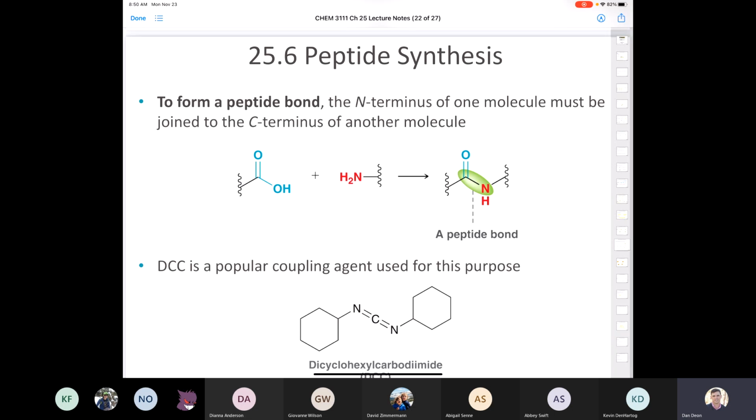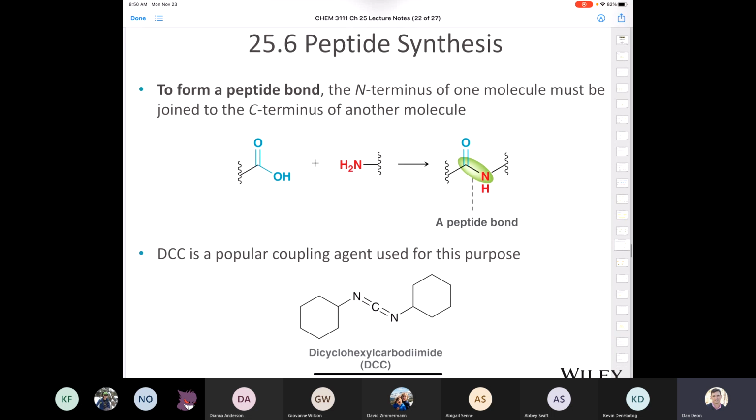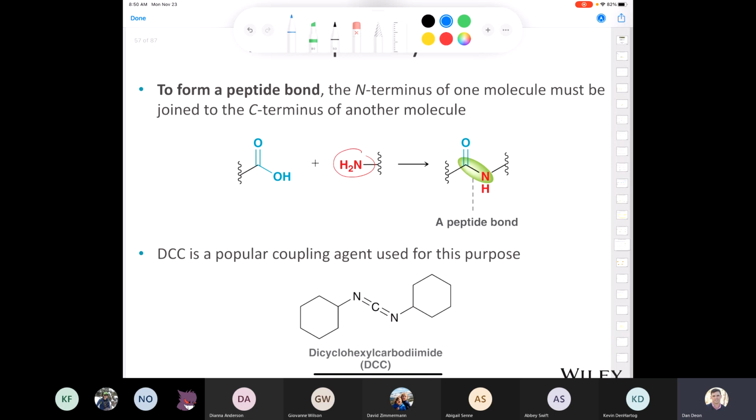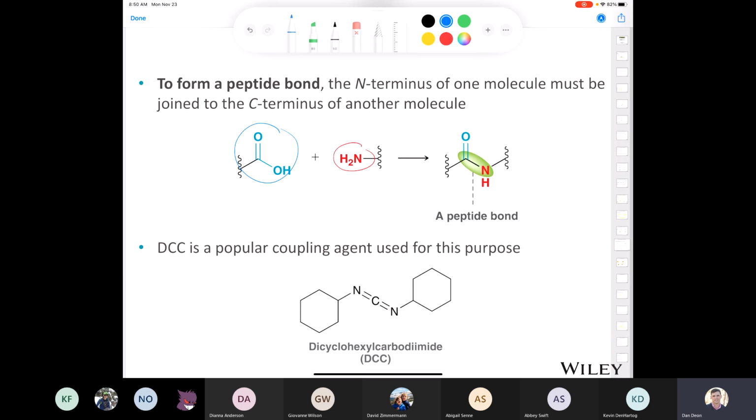Okay, so this is the last section. We got 25 minutes, so I'm going to try to get through all this peptide synthesis. To form a peptide bond, the N terminus of one molecule must be joined to the C terminus of another. So we're forming a peptide bond. Remember my first job in industry, a guy that I worked with said, how many ways are there to make peptide bonds? Seems like there's hundreds and hundreds of ways.